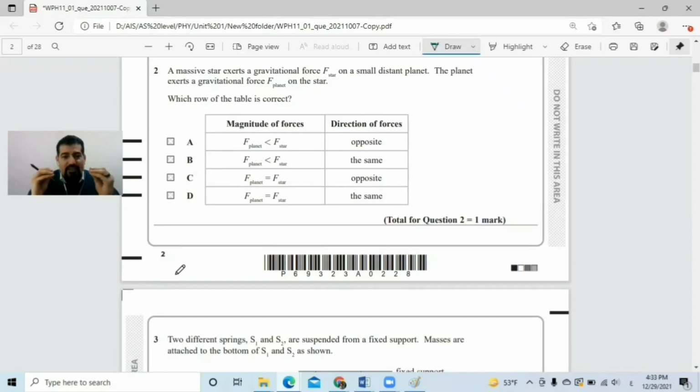Now, for every action, there is an equal and opposite reaction. Now we know the sun pulling the Earth. Does the Earth pull the sun? Yes. Which one pulls the other more? They are the same, and they are in the opposite direction. So the answer is C.